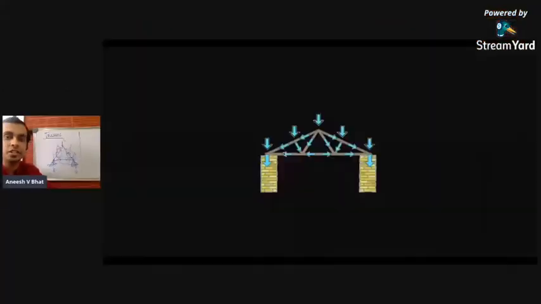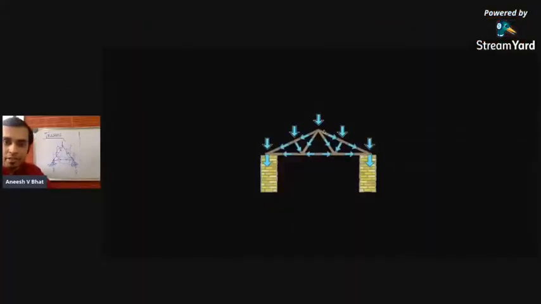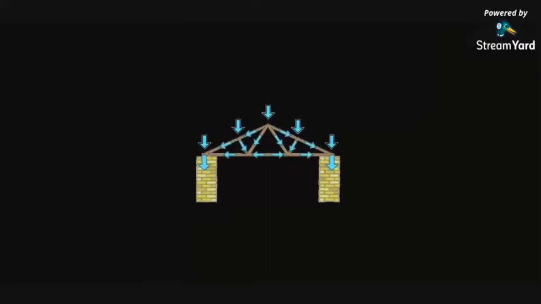Hope you can see the shared screen. Here you can see a number of vertical loads acting, is it not? But all the vertical loads are passed through these straight members, and finally they are transferred to the supports. If you observe the diagram properly, all the vertical loads will be transferred through these straight members, and finally to the supports.